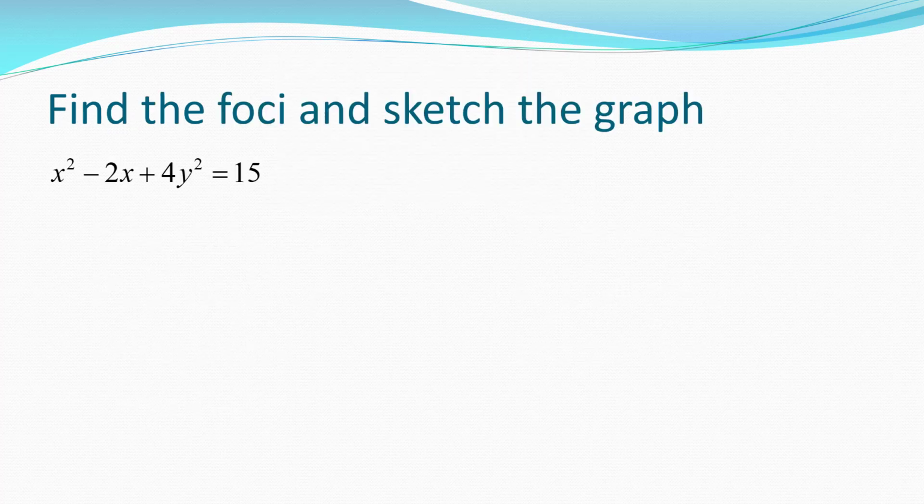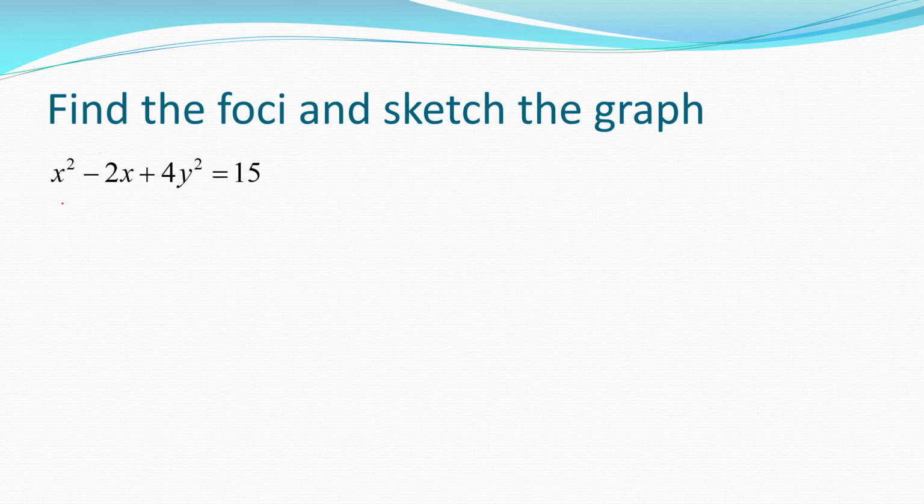Let's go ahead and do a problem. I want to find the foci and sketch the graph, and along the way I'm going to verify that this thing here is an ellipse. To do that, I need to put it in one of the standard forms. So notice I have to write x minus something squared and y minus something squared. To do that here, I need to complete the square at least once.